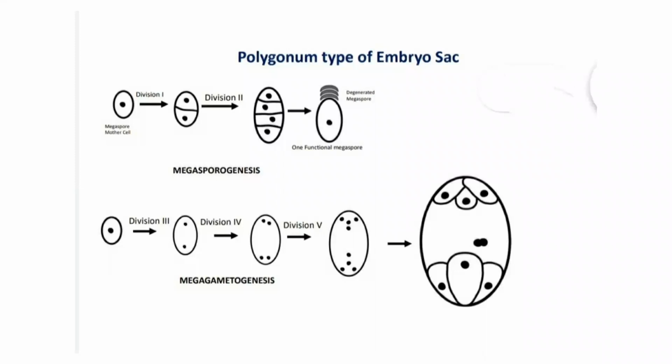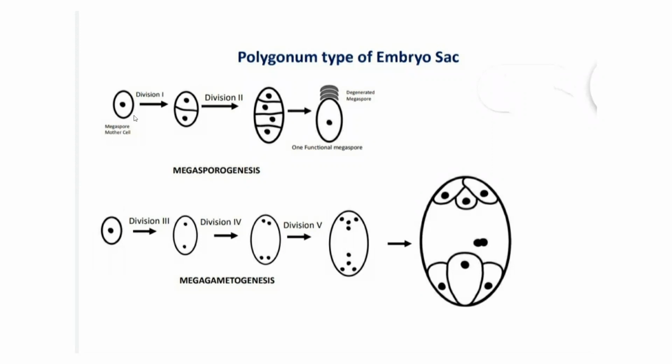Almost 90% of angiospermic plants show this type only, so that's why it is common in angiosperms. It is the normal type of megaspore development. Generally, of the megaspores formed from the megaspore mother cell, only one is functional.